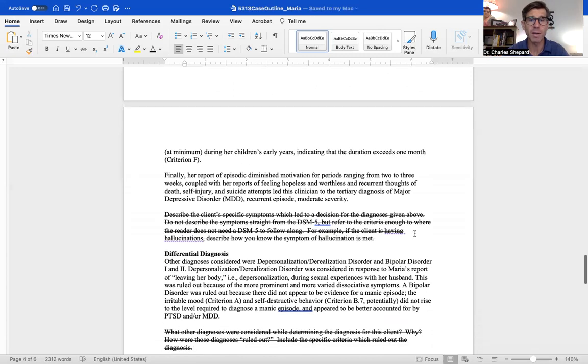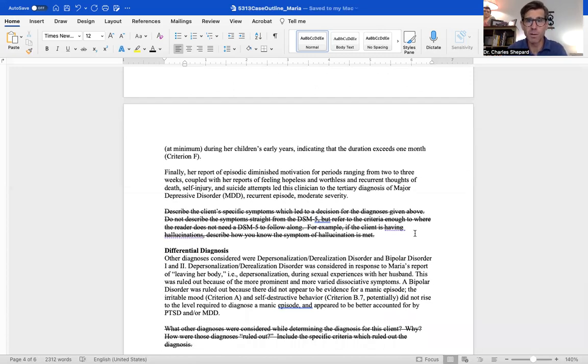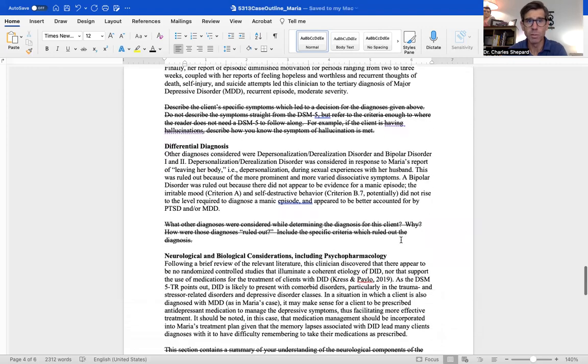Finally, her report of episodic diminished motivation for periods ranging from 2 to 3 weeks, coupled with her reports of feeling hopeless and worthless, and recurrent thoughts of death, self-injury, suicide attempts, led this clinician to the tertiary diagnosis of major depressive disorder, recurrent episode, moderate severity. Again, we've covered all the things here that have been struck through.